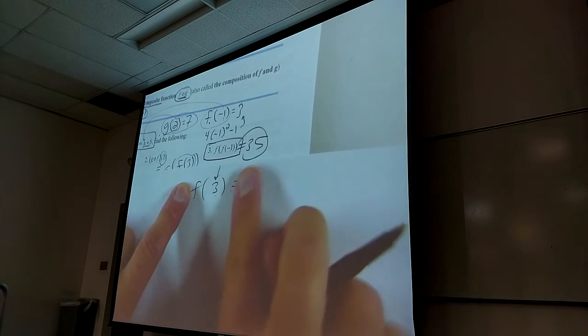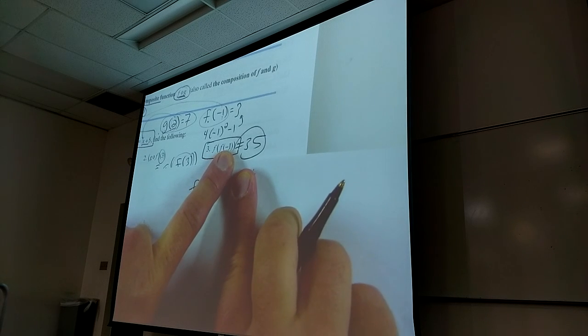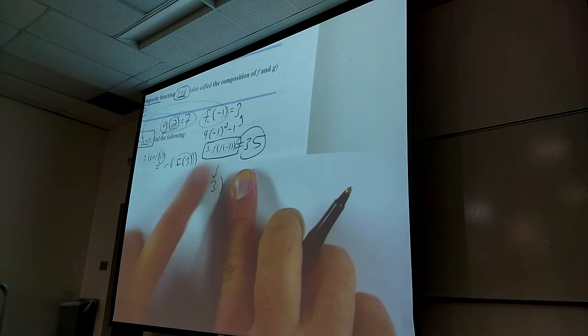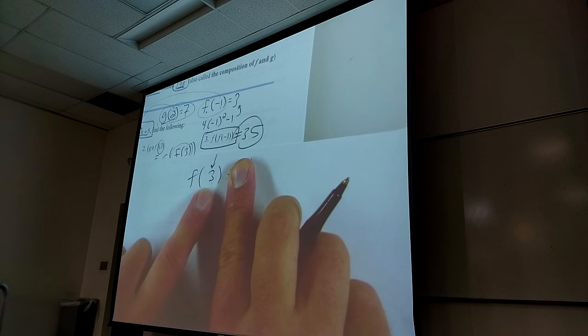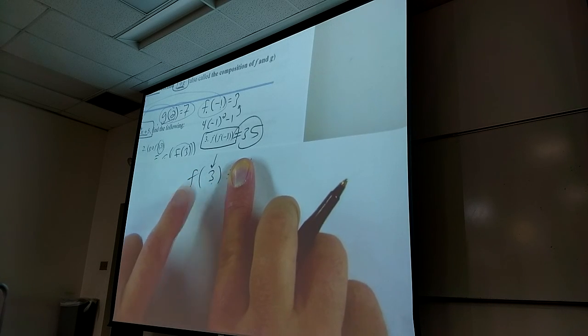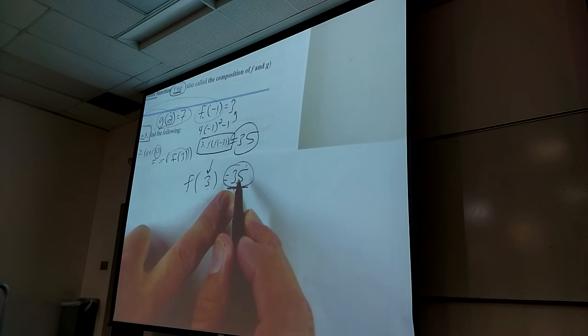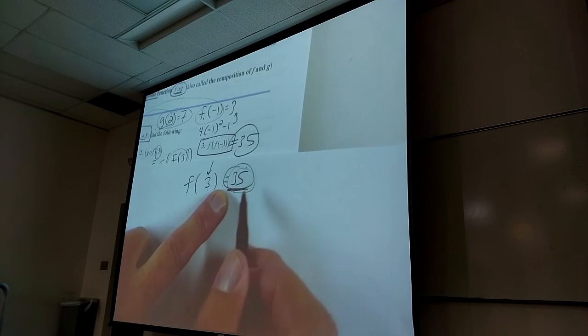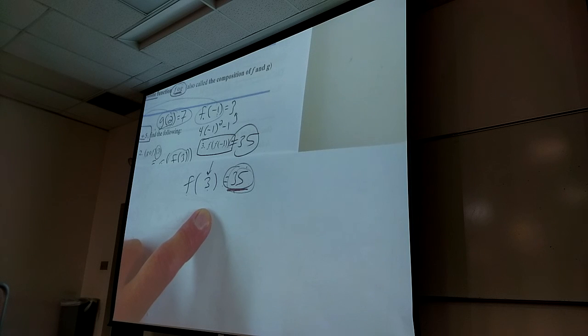Where am I at now? Why did I know I wasn't done at this step? So I did the inside. Right? f of negative 1 is 3. How do I know I'm not done yet? Because is there more I can do? What is this asking me to do? It's asking me to put 3 into f. And I do that and I get this. Now what is this asking me to do? Is this asking me to do anything? What is this? This is a number. It's not asking me to do anything, so I know I'm done.